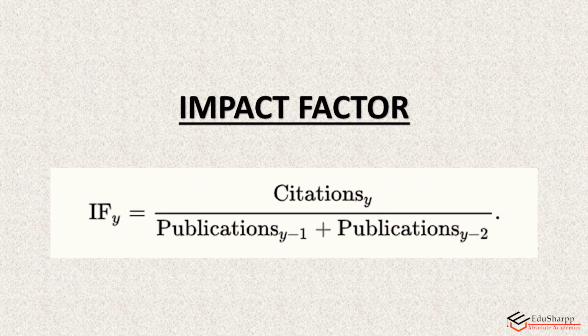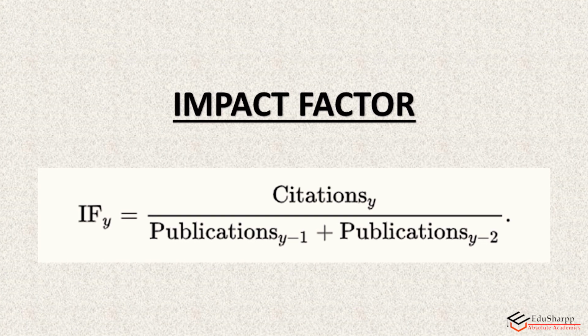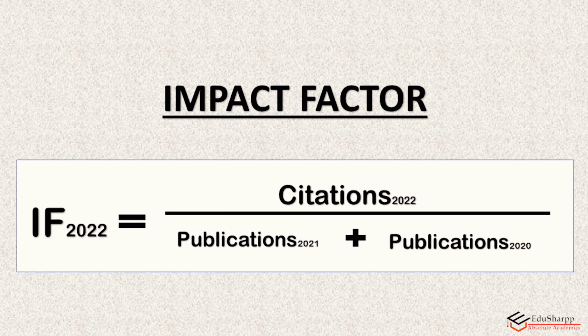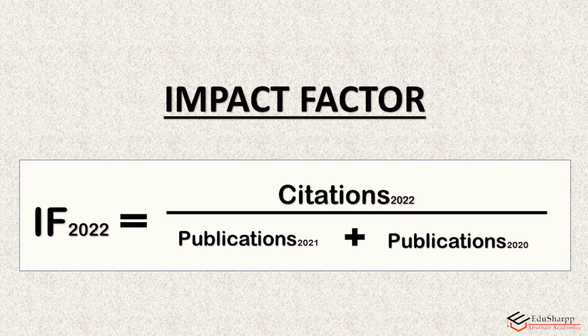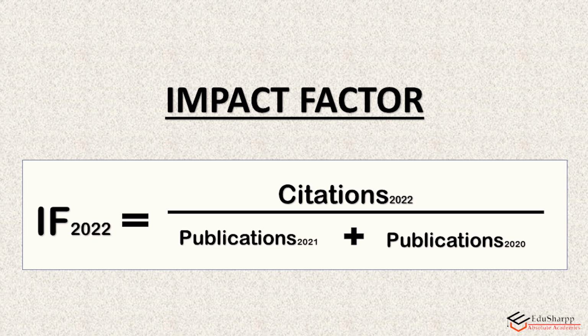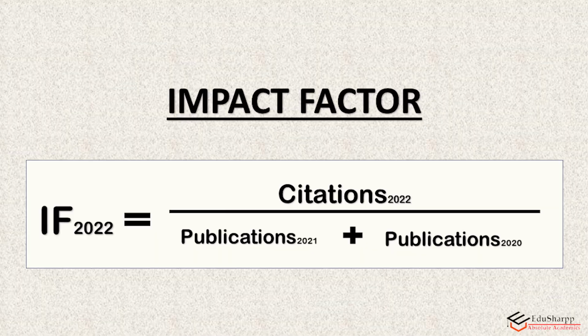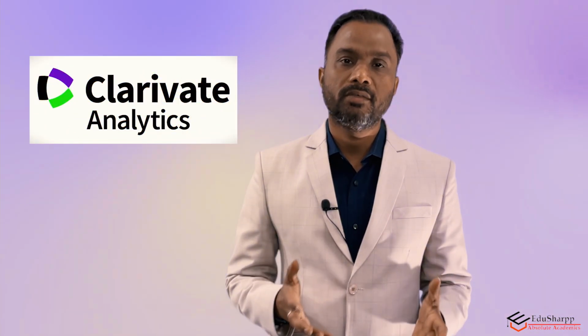Now, if you want to know the impact factor of a journal in 2022, then you need to have the total number of citations that the journal has received in 2022 and then divide it by the total number of publications that it had in 2020 and 2021. Here, you must note that the impact factor can be given only after 3 years of publication, and the impact factor given by Clarivate Analytics is the only genuine impact factor that we should consider. The higher the impact factor, the better the quality of the journal.